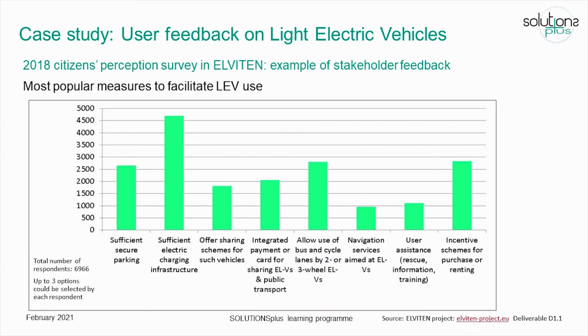Also, in the 2018 survey, we asked what people thought were the most important measures to facilitate or increase the use of light electric vehicles. You can see the second column, which is the largest one, is to provide sufficient electric charging infrastructure. The final column, which is the second largest, is to provide incentive schemes for using or renting light electric vehicles, and the third most popular choice was to allow light electric vehicles to use bus or cycle lanes. In this question, users could select up to 3 responses.